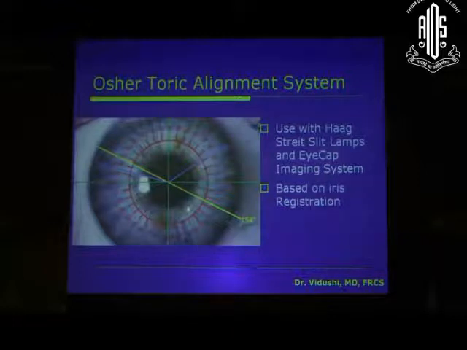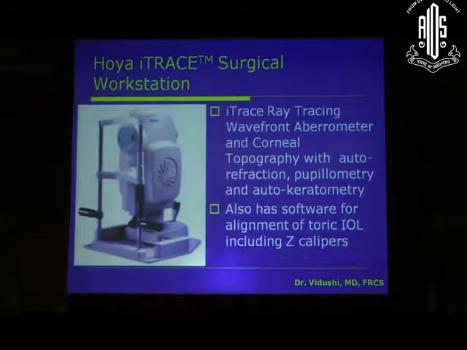So this is the Osher toric alignment system, which you use with hard straight slants. This is based on iris registration. This is the Hoya Eye Trace. This is commercially available. The company has given demos at many centers and has also started selling in India.